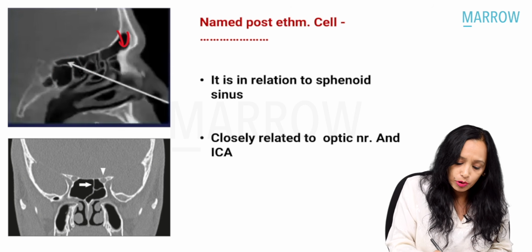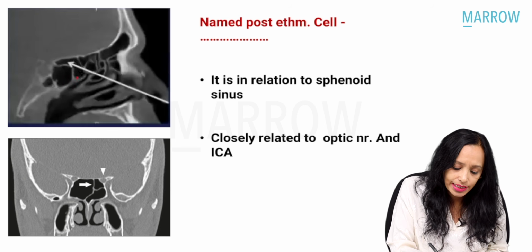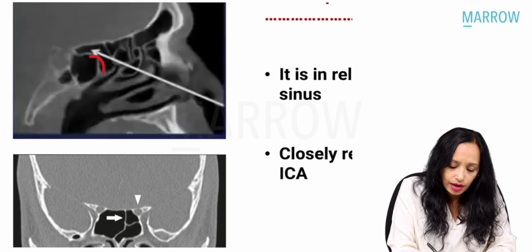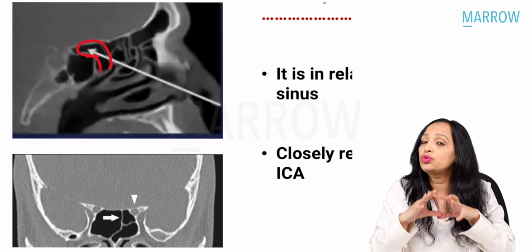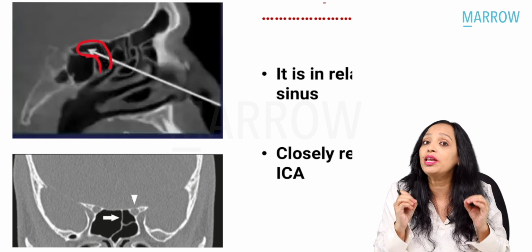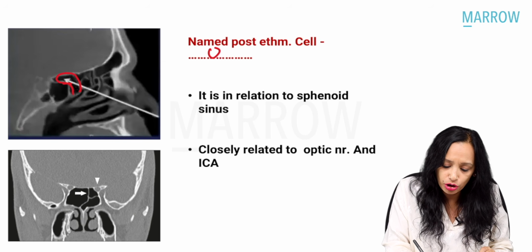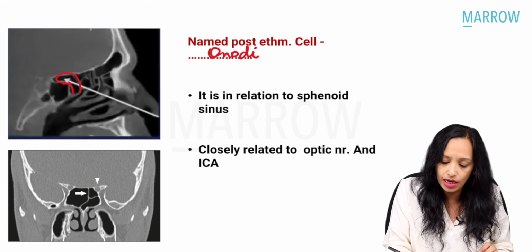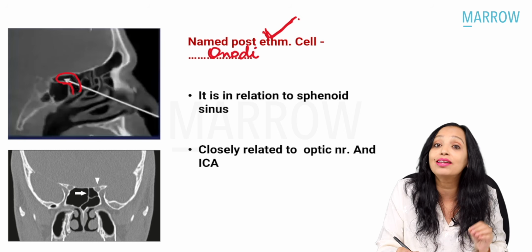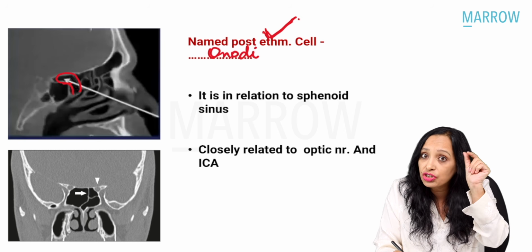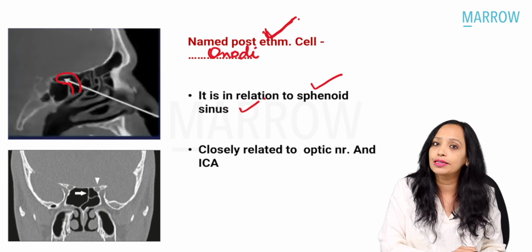It is the sphenoid sinus. So when the posterior ethmoids become extensively pneumatized, they go around the sphenoid sinus, and the posterior ethmoidal cell which reaches around the sphenoid sinus has been named the Onodi cell. This is a very, very important question of your exam. Onodi cell is a part of the posterior ethmoid, but it is in relation to the sphenoid sinus. When the wording changes in the question, the answer changes.